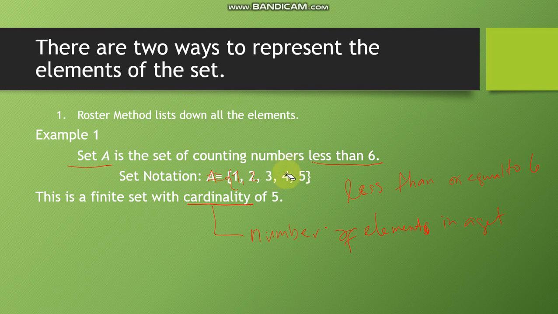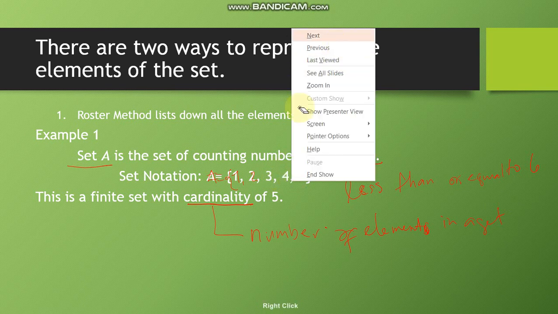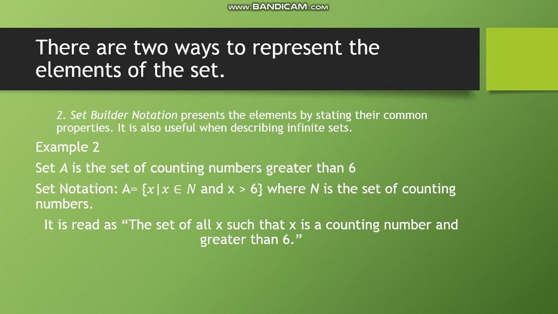Next. We have set builder. This is the second way to represent the elements of the set. We have set builder notation. This presents the elements by stating their common properties. It is also useful when describing infinite sets.